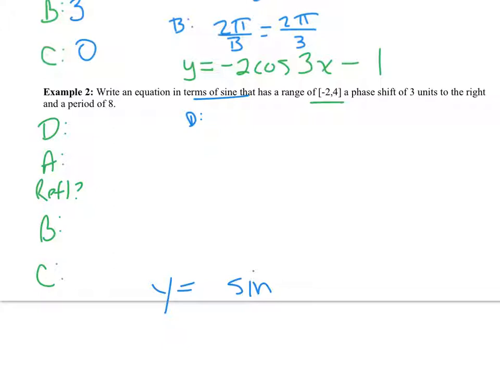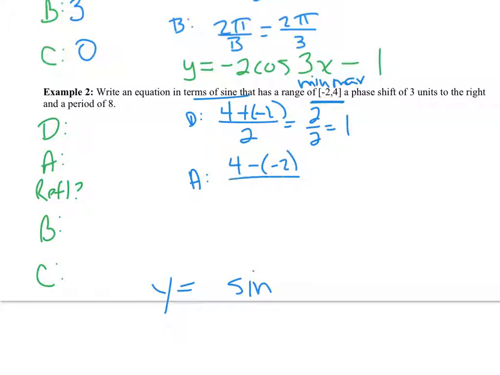For D, if this is the range, then this is the max and this is the min. That's how the range works. So max plus the min divided by 2 would be 2 over 2, or 1. Then I find A: max minus the min over 2. That is 6 over 2, which is 3. Look for a reflection, and nowhere in there does it say that there is a reflection, so A stays positive. You don't have to put the plus sign there, but realize that's why it's positive.